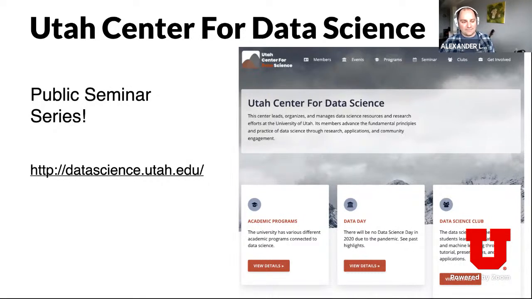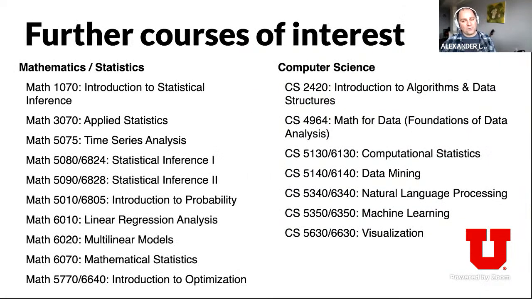It lists academic programs that are related to data science. There is a seminar series that has been suspended for COVID, but is now starting back up, that is public. So if you want to hear data science speakers, this is the place to go. There are also some other courses of interest, either in math or in computer science. I'm not going to read them here in detail, but I'll make those slides available later. So if you want to learn more about any of those topics, please take a look at these courses here.